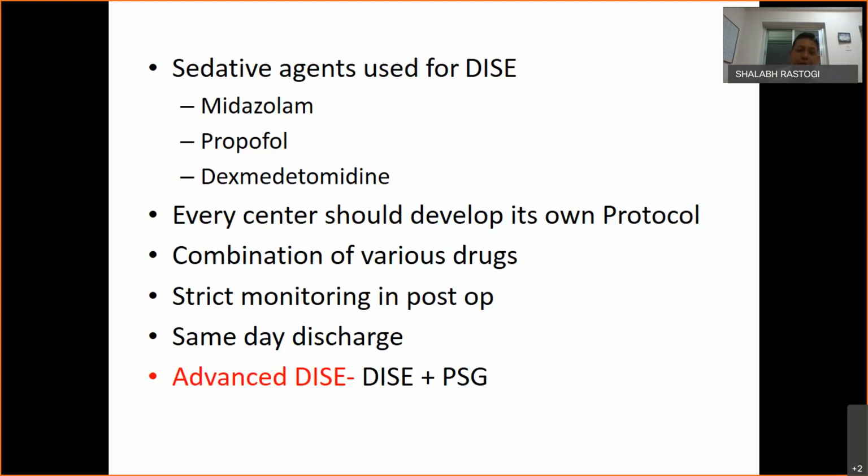After the procedure, there should be strict monitoring of the patient. The patient may be discharged on the same day. Now, there is another term called advanced DISE. When I told you interventional DISE, another thing is advanced DISE. This is DISE along with polysomnography.